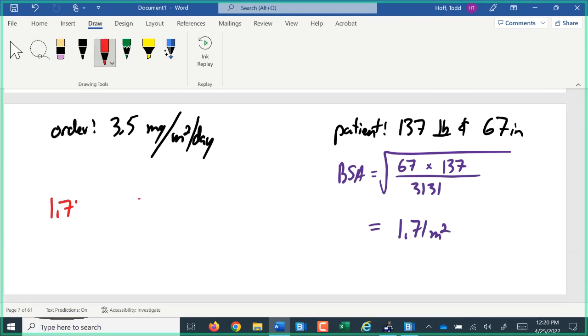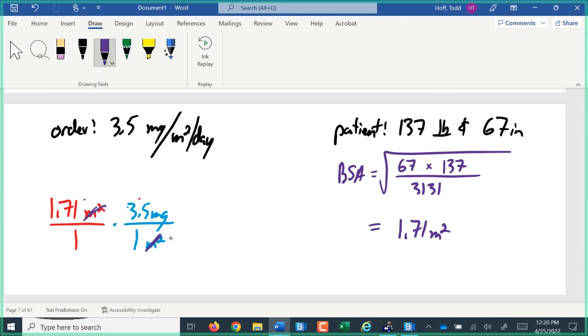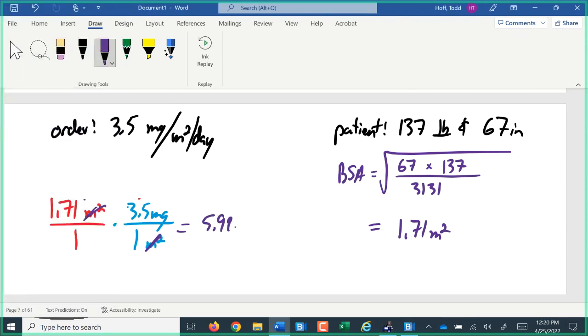So 1.71 square meters times the recommendation of 3.5 milligrams per 1 square meter. So you just multiply that out. 1.71 times the 3.5 gives you 5.99. We got about a minute and a half. Any other quick ones?